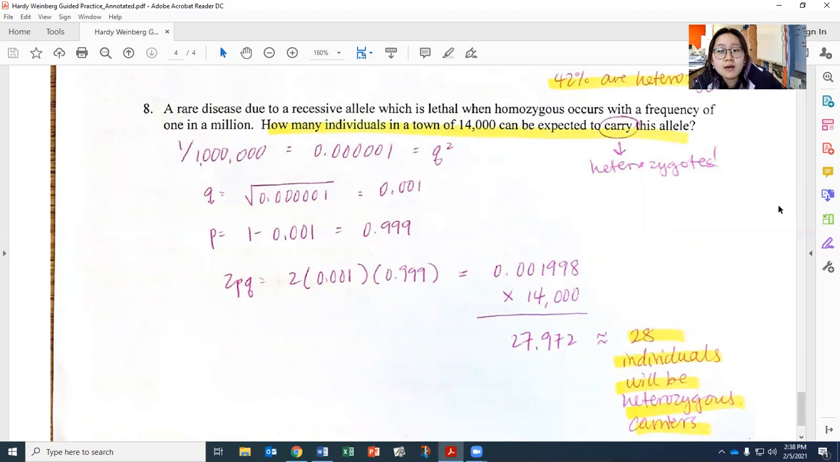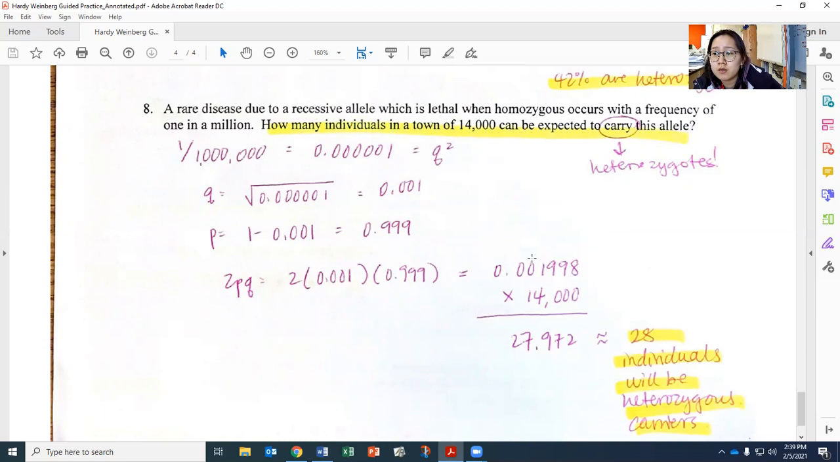So the frequency of this presenting means that it has to be a recessive homozygous individual that presents this disease. It has a chance of 1 in a million. So 1 divided by a million is 0.000001. That's q squared. So in order to find q, you have to square root that, and that gives you 0.001. Okay, p is 1 minus 0.001, so it's 0.999. Now we want to find the heterozygotes, which means that we're going to be doing 2pq, so 2 times 0.001 times 0.999, and that's going to be the frequency right here of 2pq.